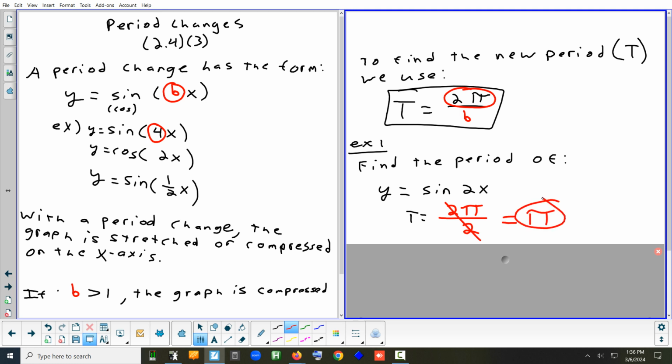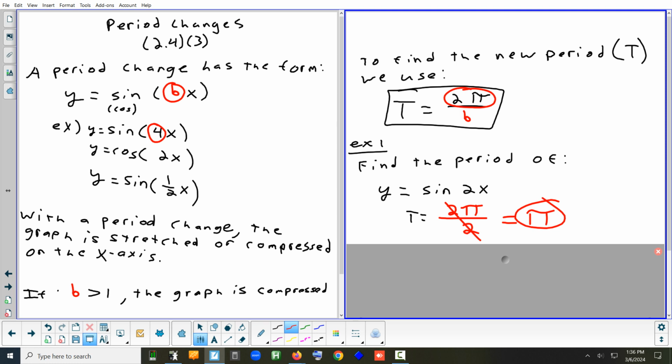So that means instead of having to go all the way to 2 pi for this graph to do a full cycle, it's going to do a full cycle by the time you get to 1 pi. Because you compressed it.